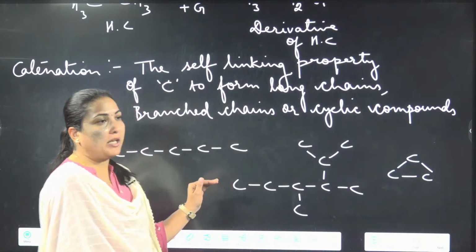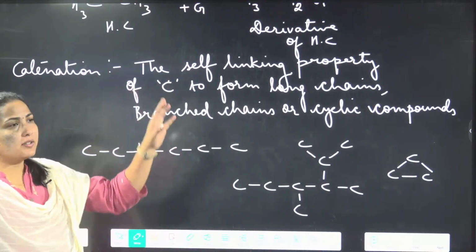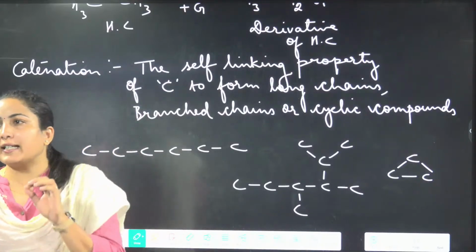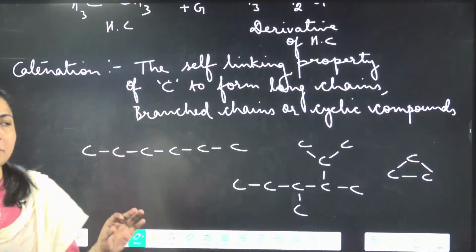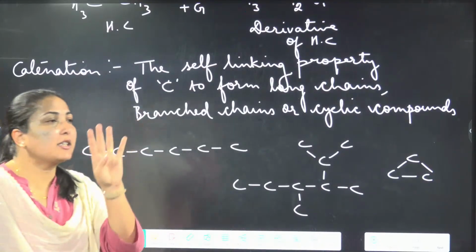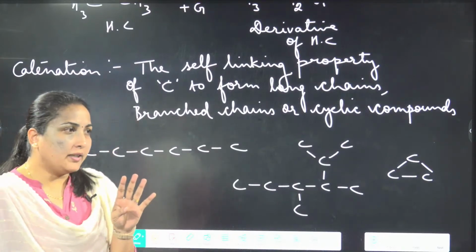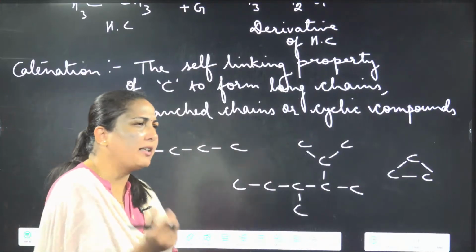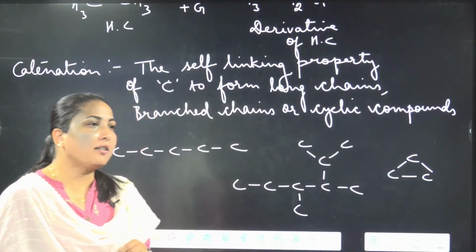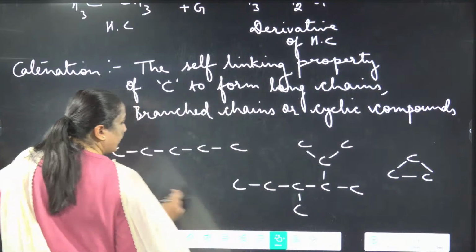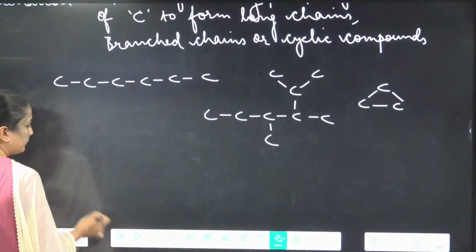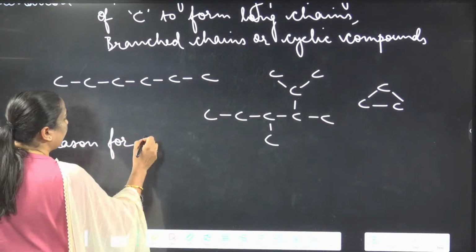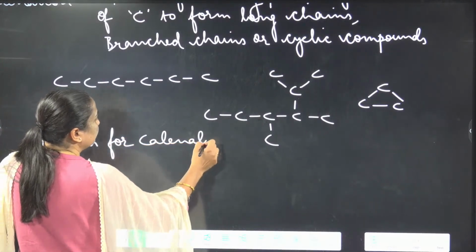And apart from that, we have already learned that carbon is tetravalent in nature. When I say the word tetravalent, that means it can form 4 bonds, right? Because of that only it can form network-like structures like diamond, and there are many other different compounds which can exist. So let us write down the reason for catenation.